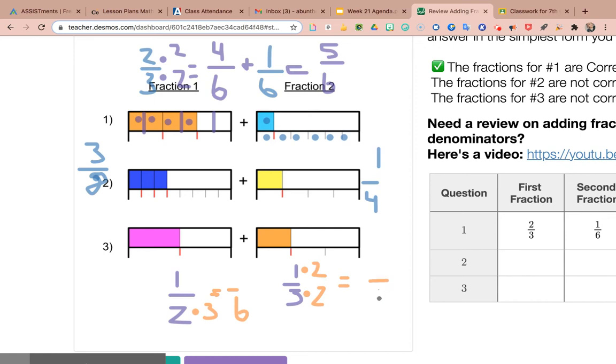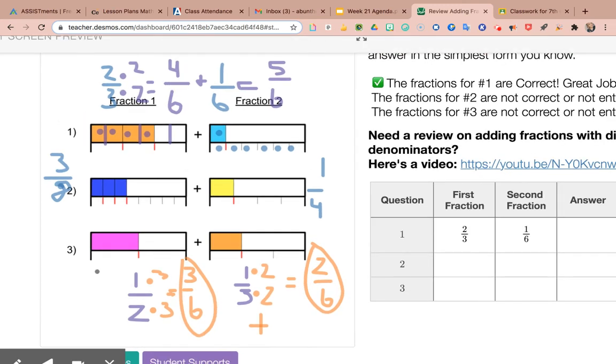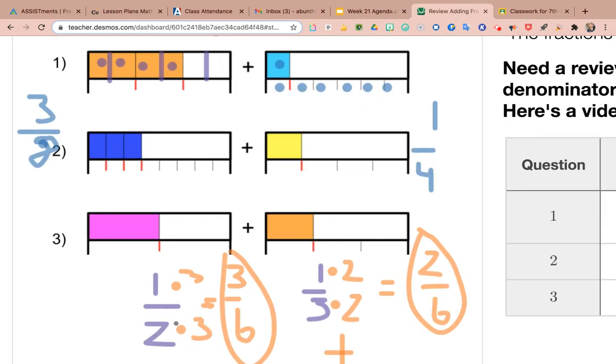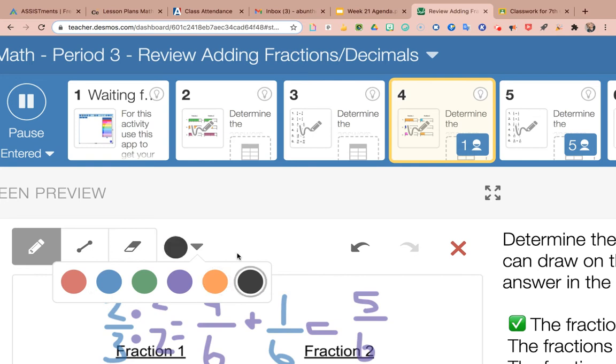But whatever I do to the bottom, I got to do to the top. So it has to be the same. So 1 times 3 is 3. 1 times 2 is 2. So instead of 1/2 plus 1/3, I'm going to add 3/6 plus 2/6. So now I can add them because they have the bottom number the same. So 3/6 plus 2/6. I can also see this in my picture. Since I was multiplying by 3, it's like I was cutting these pieces into 3s. Oh, you cannot see that color. Made a different color.